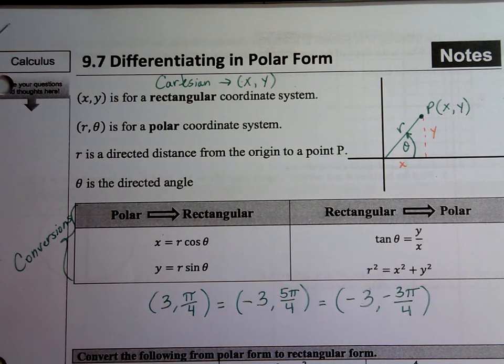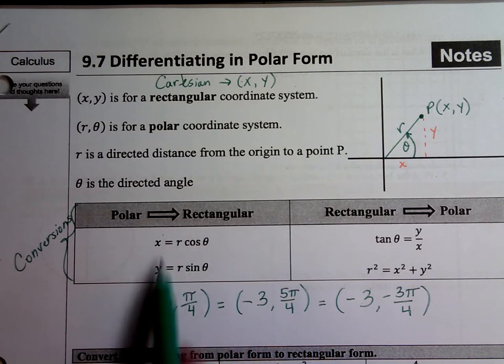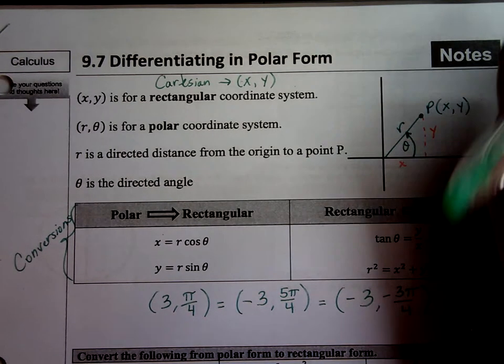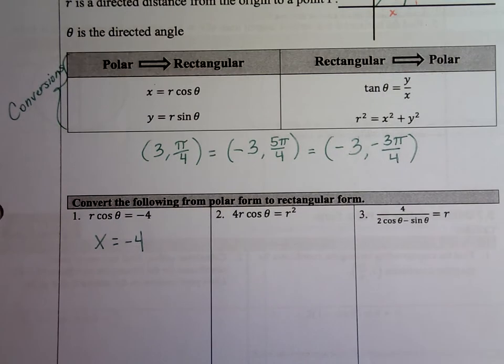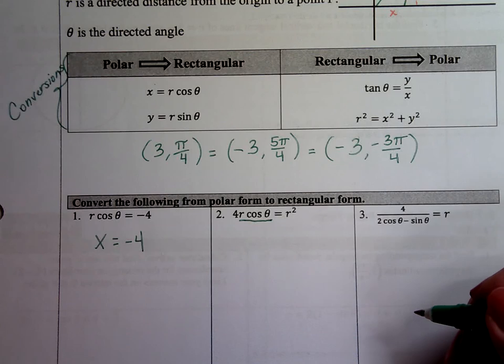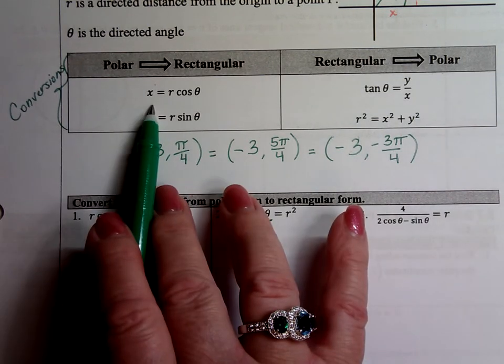Convert the following from polar to rectangular. Well, we know that r cosine of theta can be replaced with an x. R cosine of theta can be replaced with an x. And there you go. You're done. It's actually that easy. Maybe nice if you could see what I'm writing. There you go. All right. Same thing goes for number 2, except r cosine of theta has a 4 in front of it. R cosine of theta represents x from my conversions here.